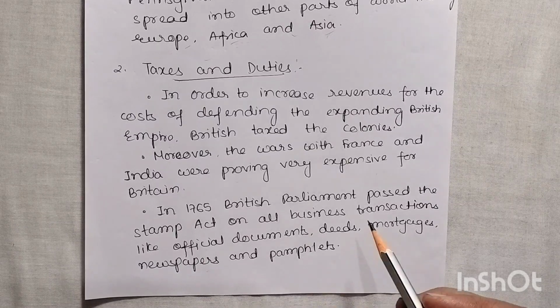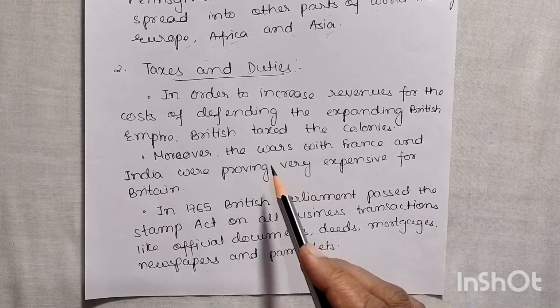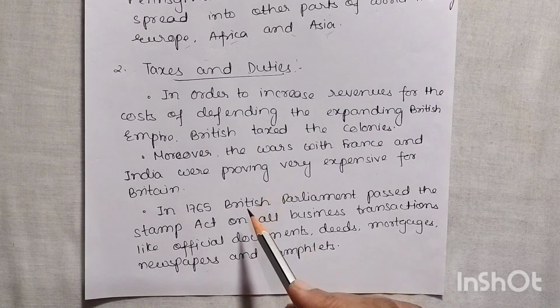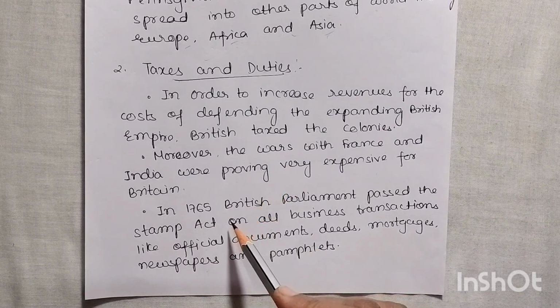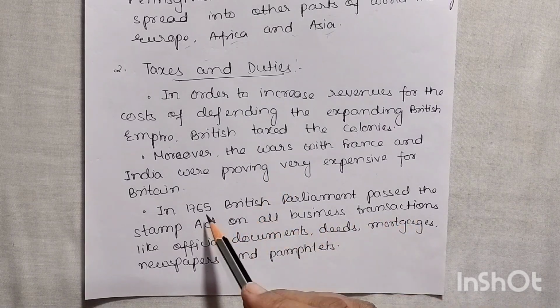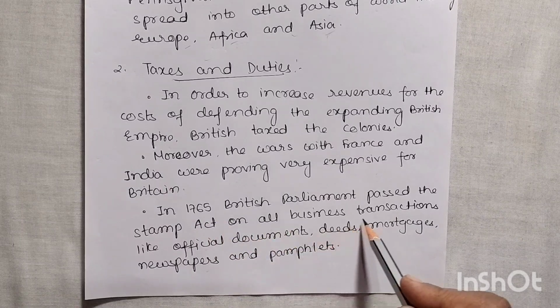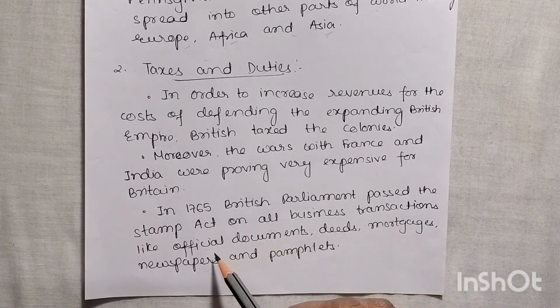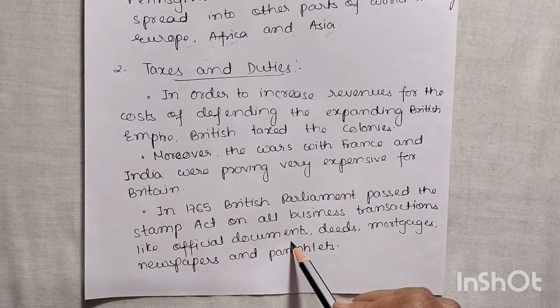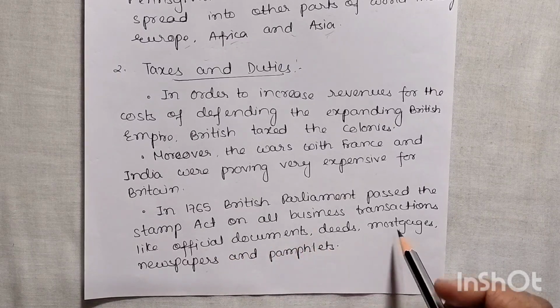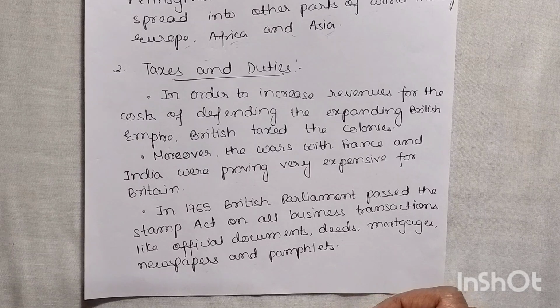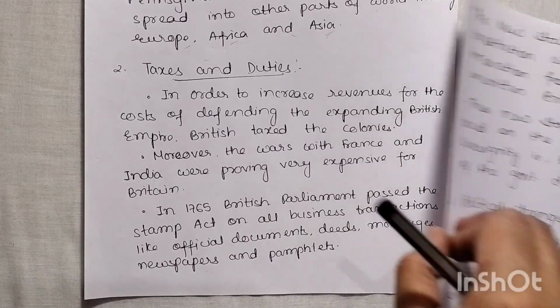Now see, the colonial people were already under the load of so many taxes. The British Parliament again issued one more, the Stamp Act of 1765, which meant that whatever business transaction was going on, like purchasing official documents, deeds, mortgages, newspapers and pamphlets, you had to pay taxes for it also. So the people were unnecessarily under the burden of so many taxes.